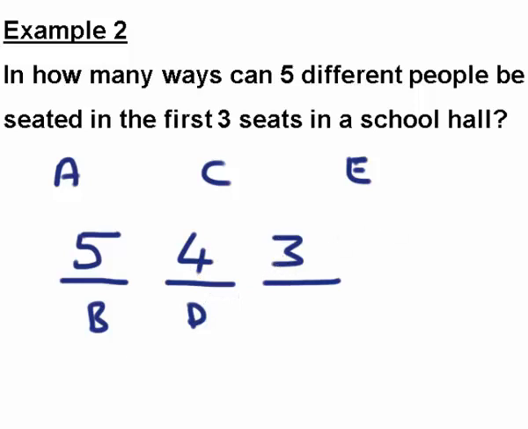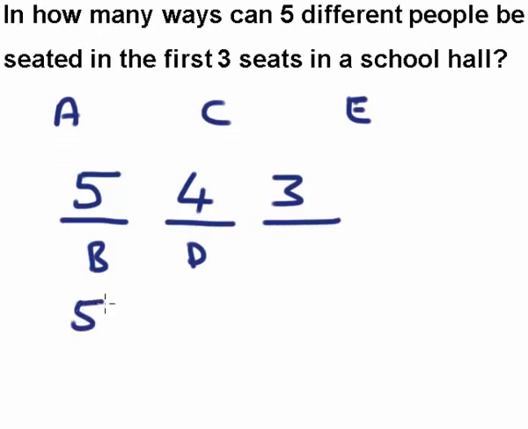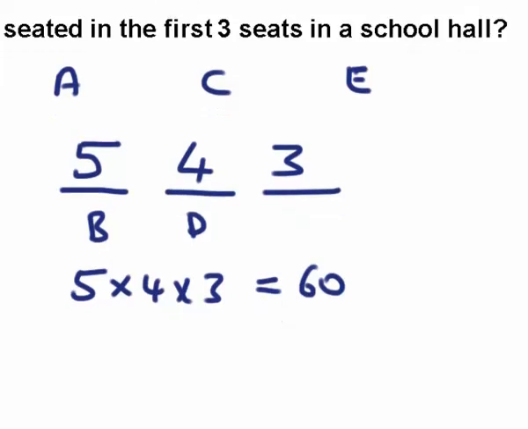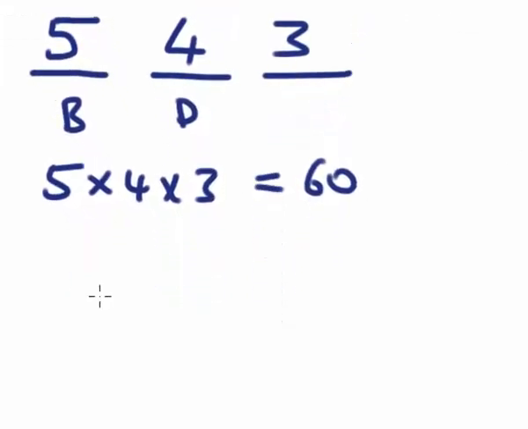So according to the counting principle, we have 5 times 4 times 3 different ways that 5 people can be seated in the first 3 seats. And that, of course, if you think about it, comes pretty straightforward to 60 different seating arrangements. But there is an important mathematical principle that I want to show you.